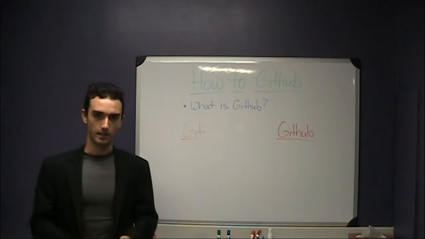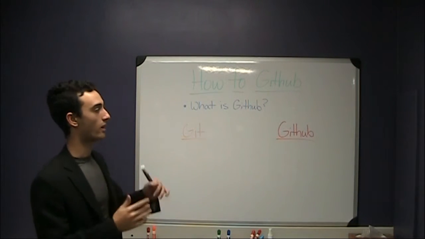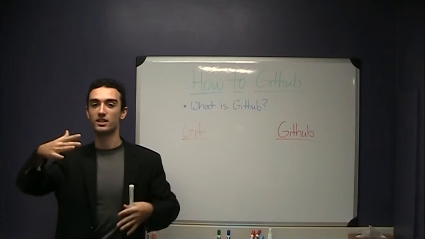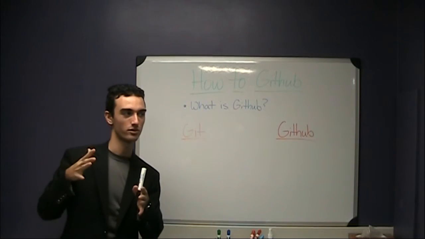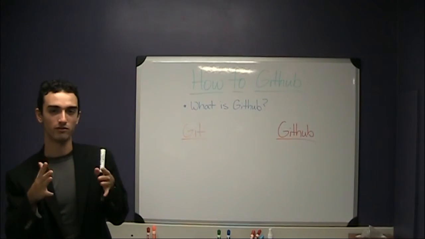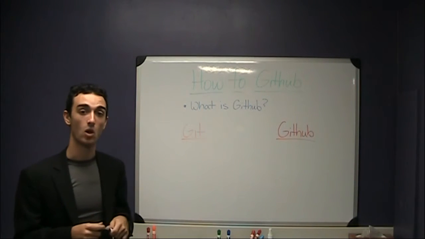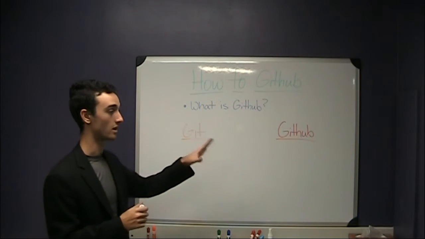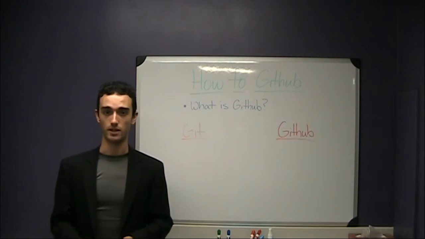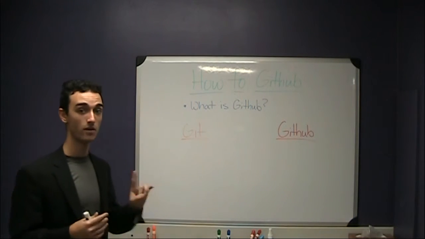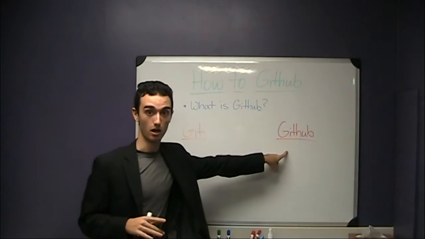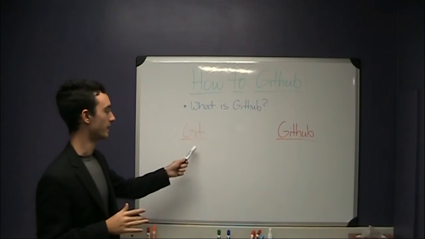So what is GitHub? GitHub is an online collaborative hosted space that also kind of doubles as a social network for programmers. It's a website that also has some large data centers dedicated to hosting all of these open source projects. Git is very different than GitHub. What's really the difference between Git and GitHub?